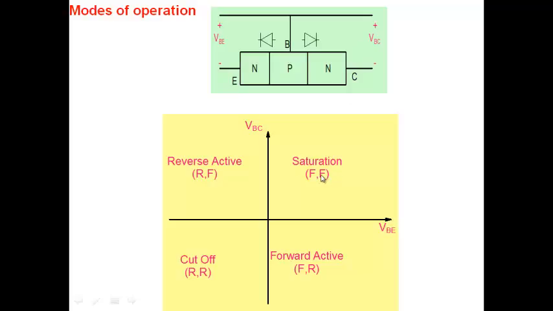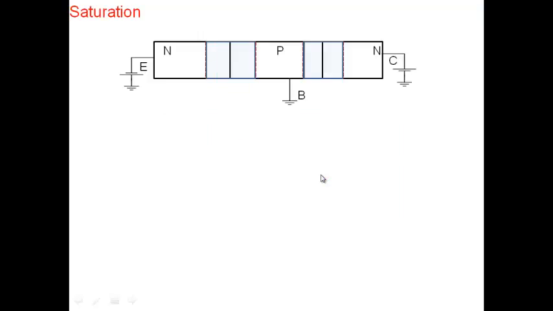Both the junctions are forward biased. So let's see what happens here. This is our transistor here. The base we have taken as grounded, and the emitter is forward biased, negative voltage here. And the collector, right now as you look at it, is positive with respect to base. So right now it is reverse biased. The transistor is not in saturation right now.